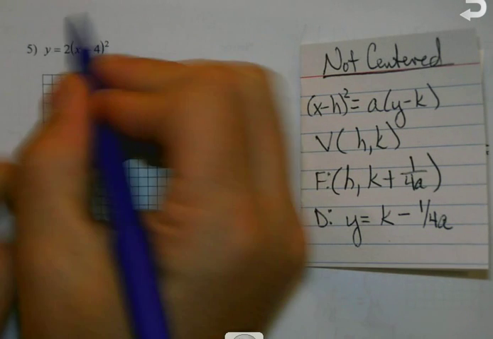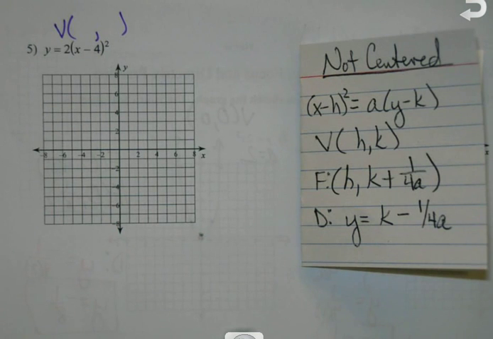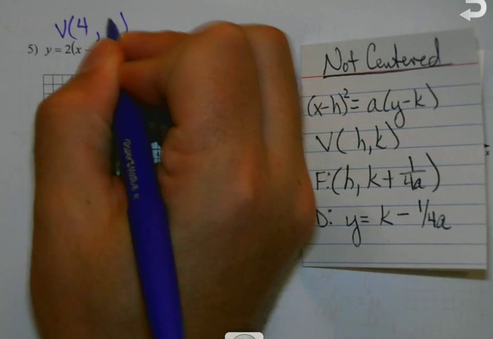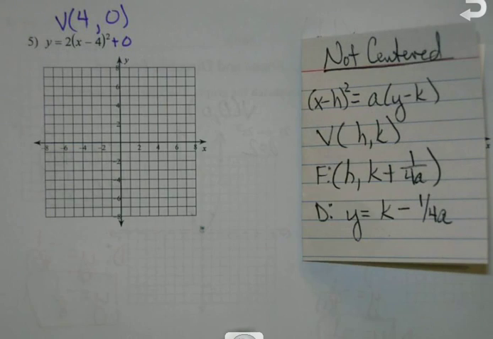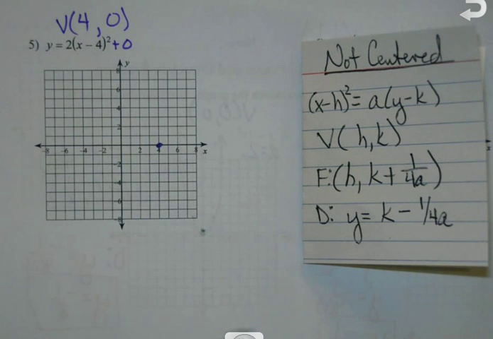So you're like, oh, so the vertex isn't at 0, 0 anymore. That's true. So for instance, on 5, where's my vertex at? Positive 4, 0. Nice. Positive 4, 0, because it's like having this little plus 0 out here. Okay. So let me get that plotted. What's my a value this time? 2.